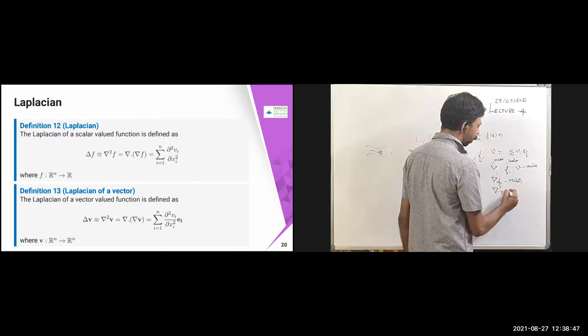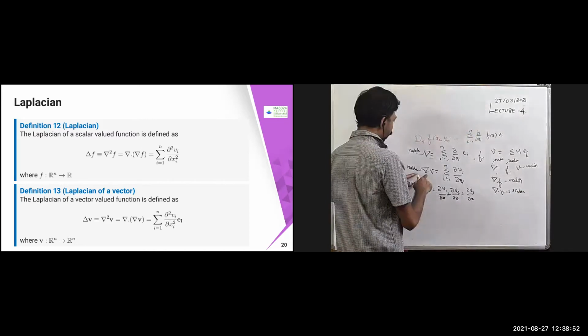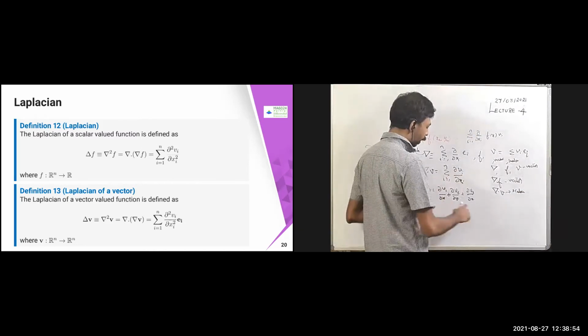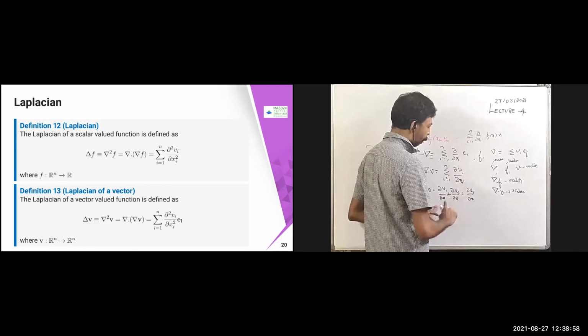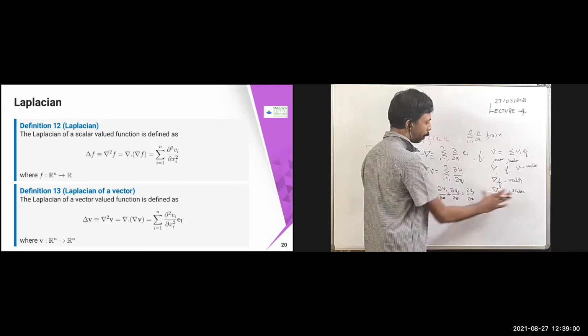What is del dot V? This is going to be a scalar. The output is going to be a scalar, because del dot V is only a sum. This is a function, this is a function, this is a function. So this is a sum, so it is going to be a single number. That means it is a scalar, a real number.